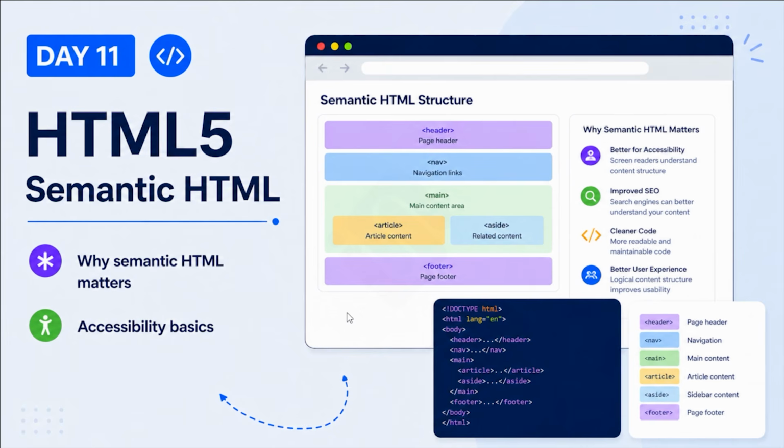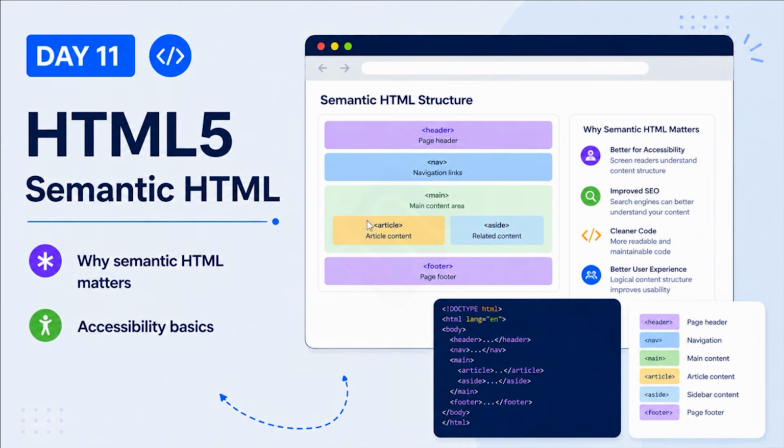Happy coding. Welcome back to HTML Mastery Course 2026, and today we are learning about semantic HTML, one of the most important concepts for creating professional and modern websites. So what is semantic HTML? Semantic HTML means using HTML tags that clearly describe the purpose of the content they contain. So instead of using generic tags like div for everything, semantic HTML provides meaningful tags such as header, nav, main, section, article, aside and footer.